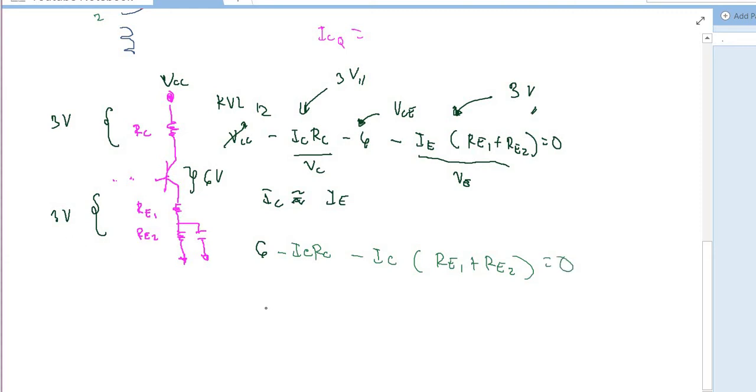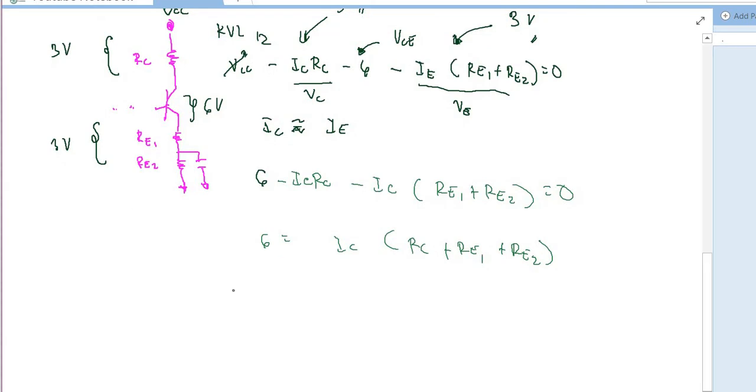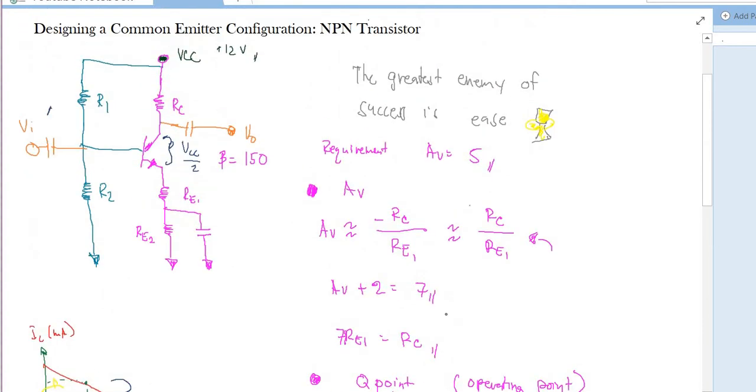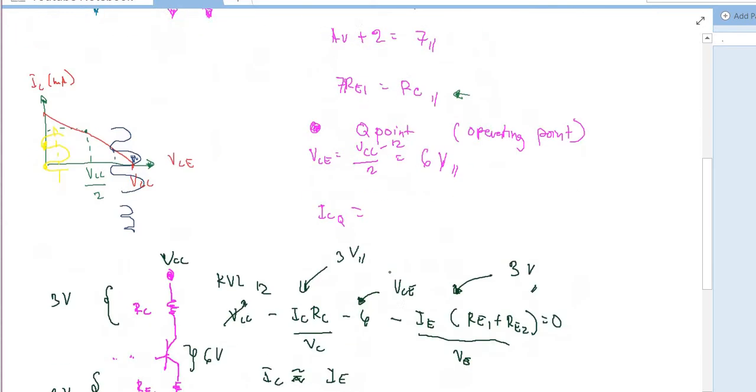And doing the math would be, just transpose this first. So 6 is equals to IC times RC plus RE1 plus RE2. So that's why we have this: IC is equals to 6 over RC plus RE1 plus RE2. But remember that we have this kind of expression here, from our equation 1.